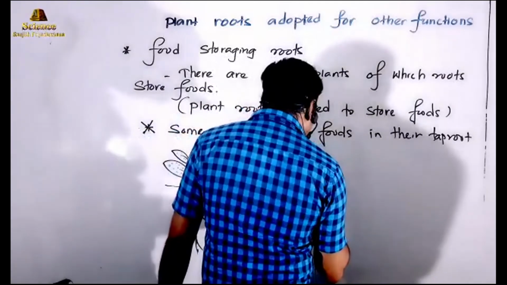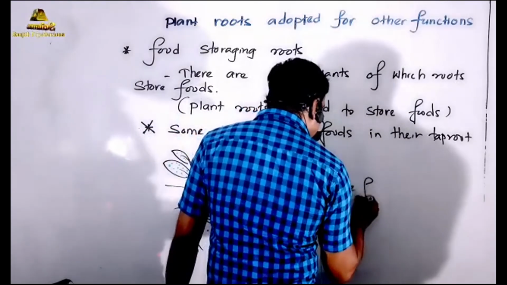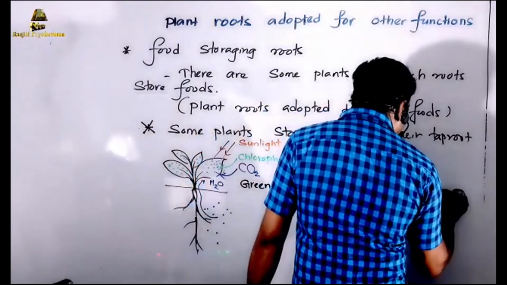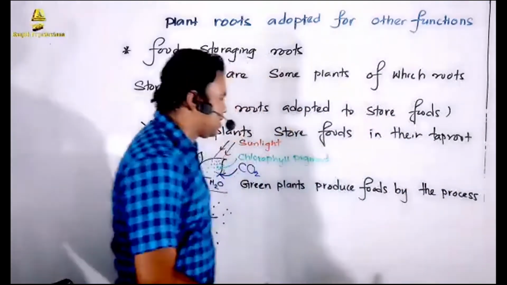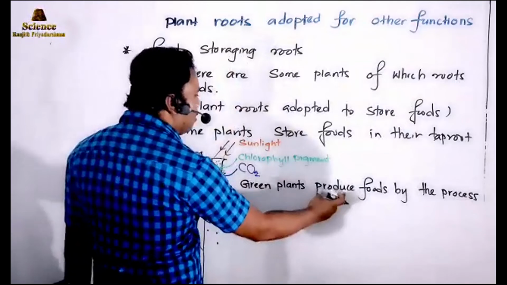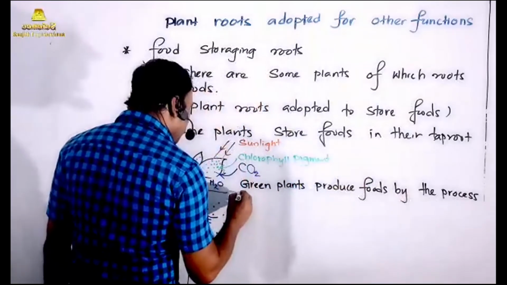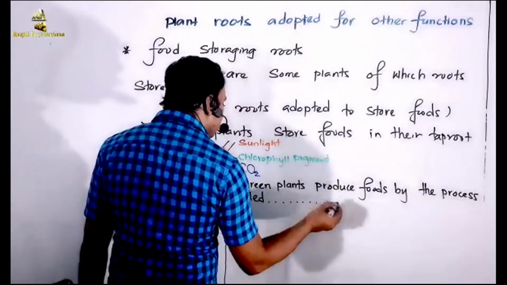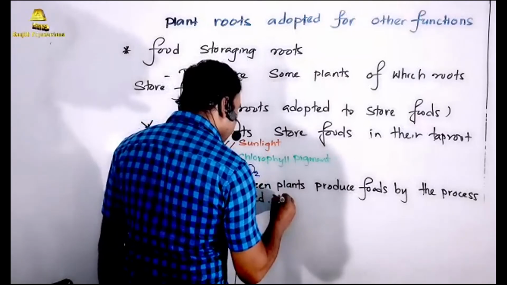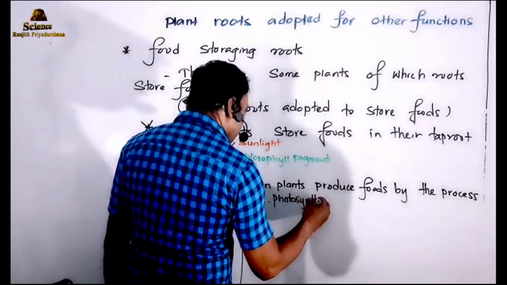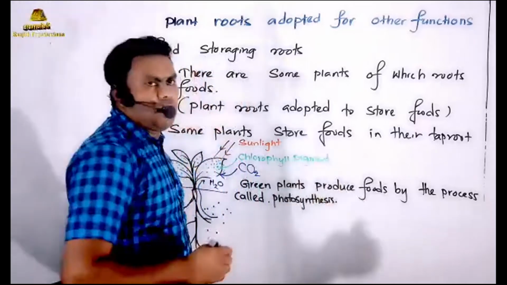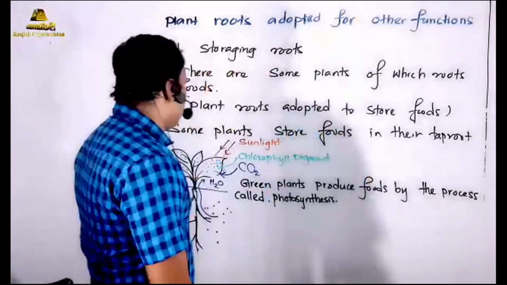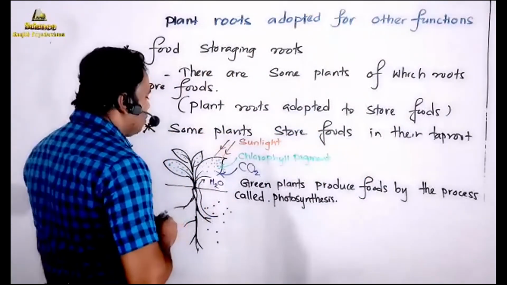Green plants produce foods by the process called what? Photosynthesis. Again, the plants, autotrophic organisms. So therefore plants are autotrophic.